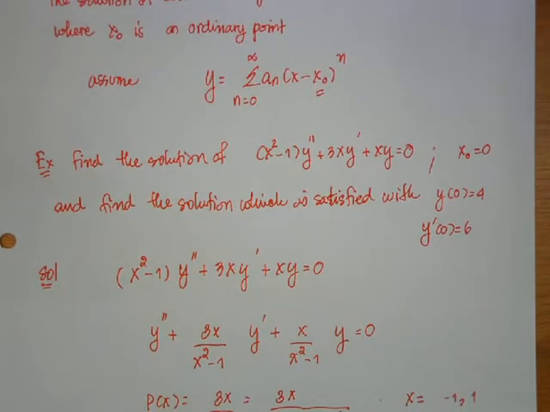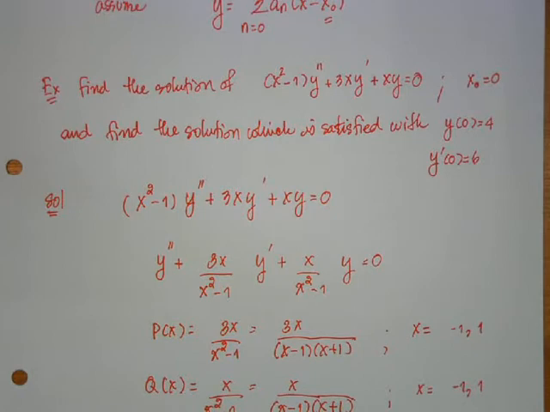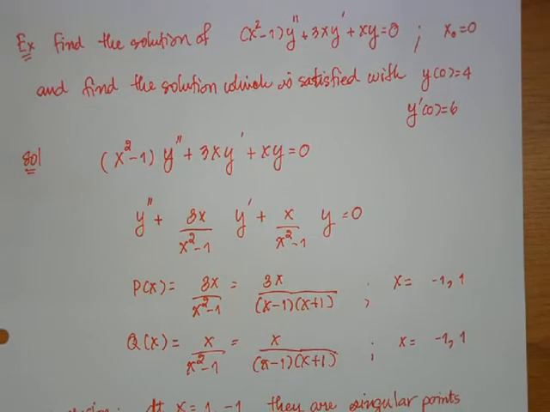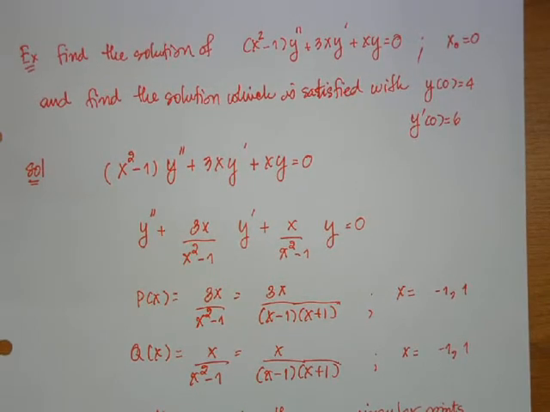In order to determine whether x equal to 0 is an ordinary or singular point, you have to rearrange your differential equation in such a way that the coefficient of the second derivative of y is equal to 1. From doing that, you would get p(x) equal to 3x divided by (x squared minus 1) and q(x) equal to x divided by (x squared minus 1). From p(x) and q(x), you would find that x equal to minus 1 and 1 make p(x) and q(x) not analytic functions. So that means x equal to 1 and minus 1 are singular points. The other values of x would be ordinary points.